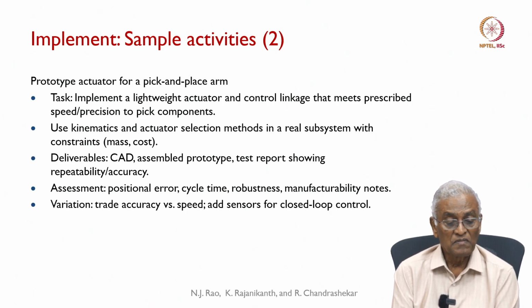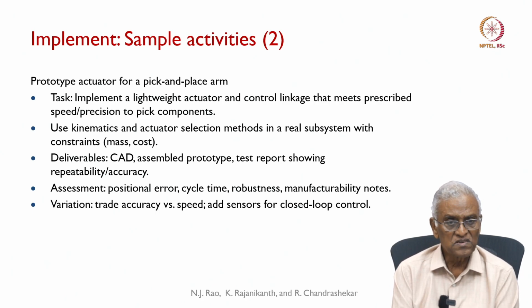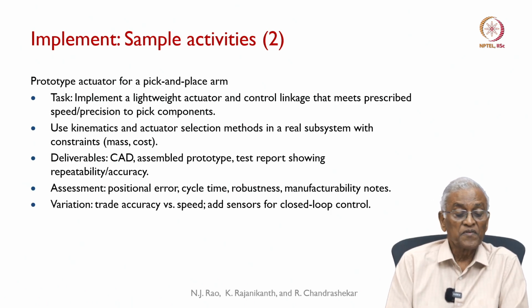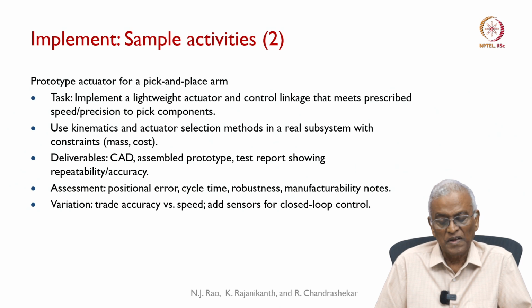Because if you have some robotics lab like this, you will have all the mechanisms available, and the student has to choose and then assemble them to perform this task. Assessment: positional error, cycle time, robustness, manufacturability notes. You can create variations to this task, trade accuracy versus speed, add sensors for closed loop control. So you can modify the task in several ways to make the problem more interesting or more complex or less complex.